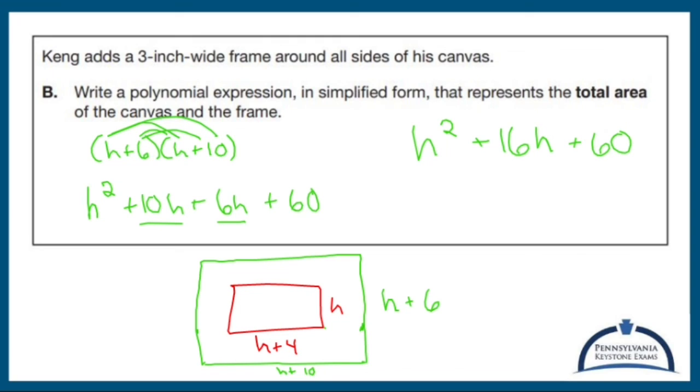So ding, ding, ding. Angels are getting their wings. So you have that. That's my guy. That's my answer. Simplified form. It's a FOIL problem. Bada bing.